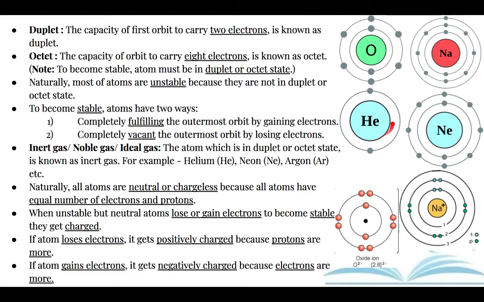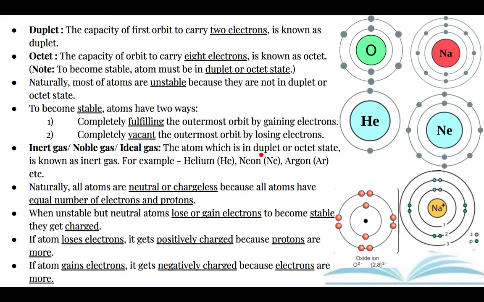And since the outermost orbit is completely fulfilled by electrons and they are stable, stable means inactive, so these elements do not take part in any chemical reaction because they are duplet and octet. But here if you check sodium and oxygen, they are not in octet or duplet state, so they are unstable, which means they are active, and because of activeness they take part in chemical reactions.